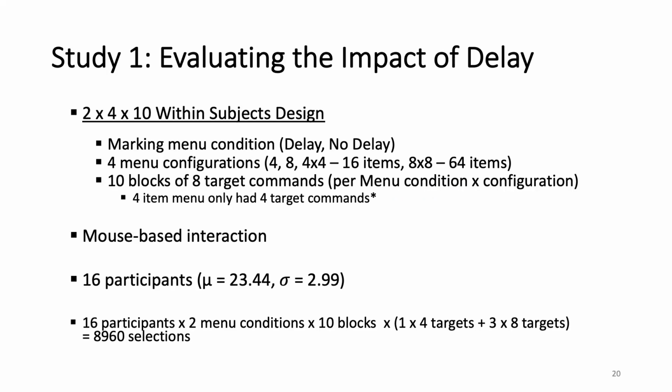In our first study, each participant saw both the delay and no delay marking menu in 4 different configurations to get an idea of what typical command selection might reveal. So we had a 2x4x10 within subjects design with factors of marking menu condition, that was either delay or no delay, 4 menu configurations, so 4 item, 8 item, 4x4 and 8x8, and blocks with 10 blocks of 8 target commands per menu condition and configuration.